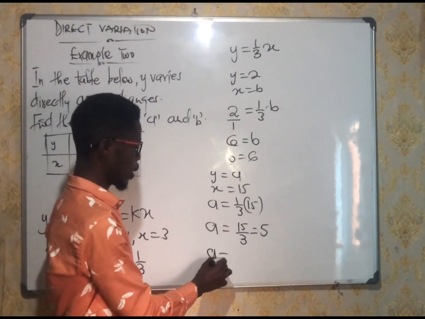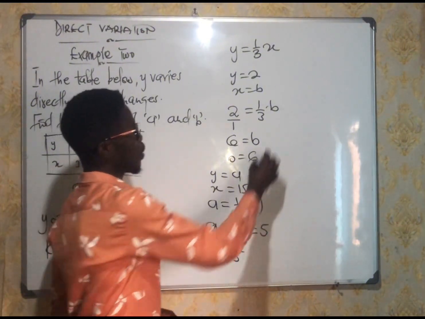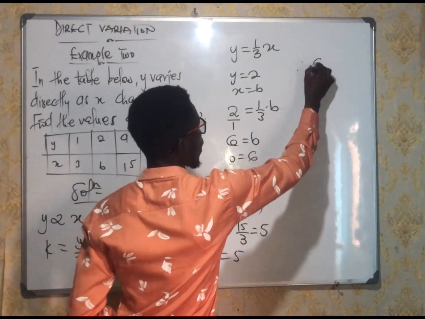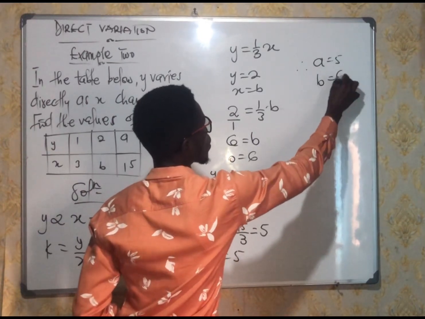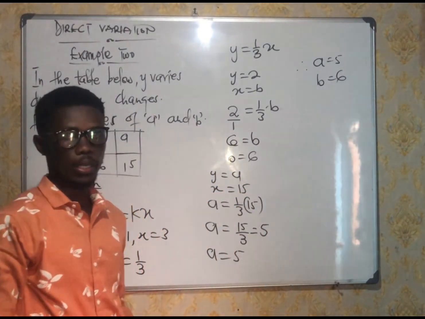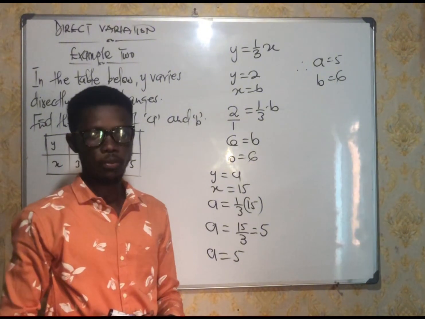Meaning that our a is also what? 5. Therefore, our a is 5, then b is what? 6. Thank you very much.